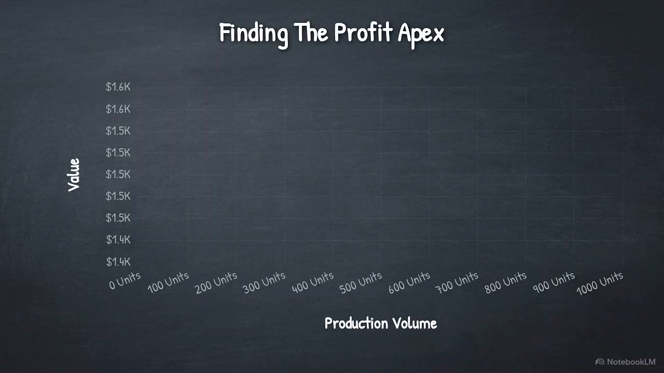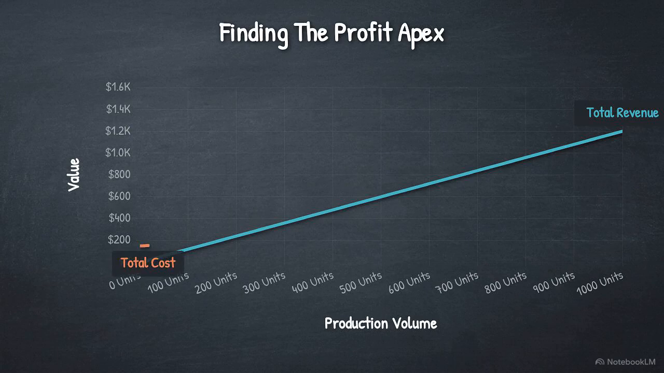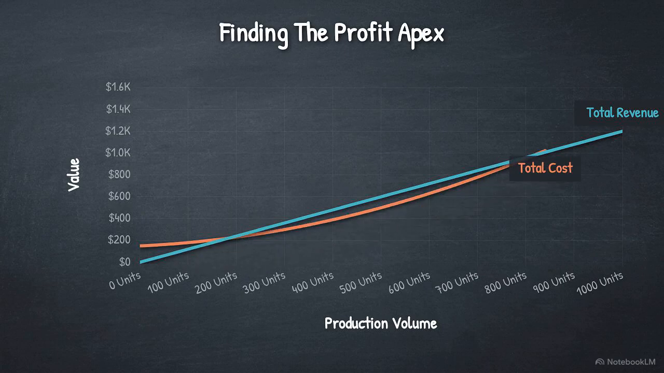This graph illustrates the problem with infinite scaling. As production increases, the green line showing total revenue rises. But eventually, you have to pay overtime, buy extra machinery, or secure more expensive raw materials. That causes the red line, your total cost, to curve upward sharply, eventually eating up the revenue completely.